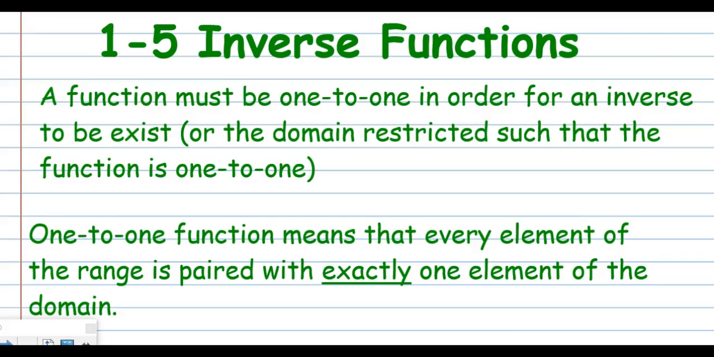So again, for the notes, a one-to-one function means that every element of the range is paired with exactly one element of the domain. Remember, that's the exact opposite of what it takes to be a function. A function has to have elements of the domain paired with exactly one element of the range, and then it's one-to-one when we reverse that.